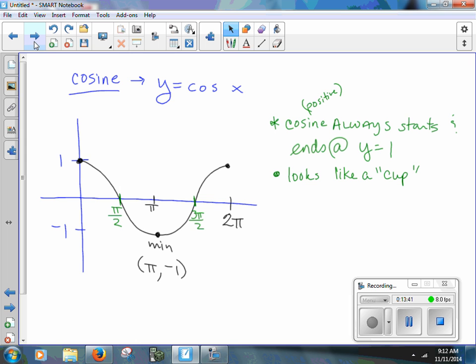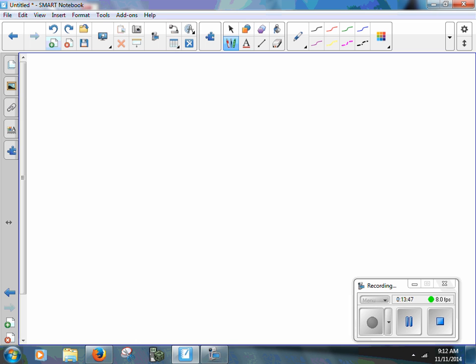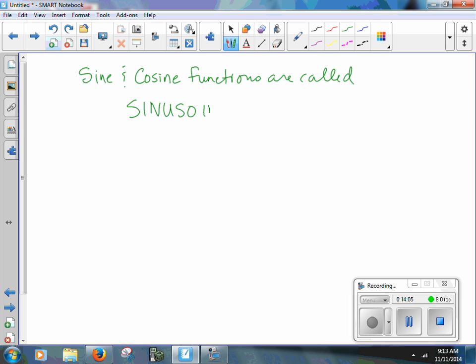General form. Just so you know, if you're ever on math team, if you're ever on Jeopardy, the sine and cosine functions are called, what's that word? Sinusoidal. They're sinusoidal functions. Yes. Write it down.